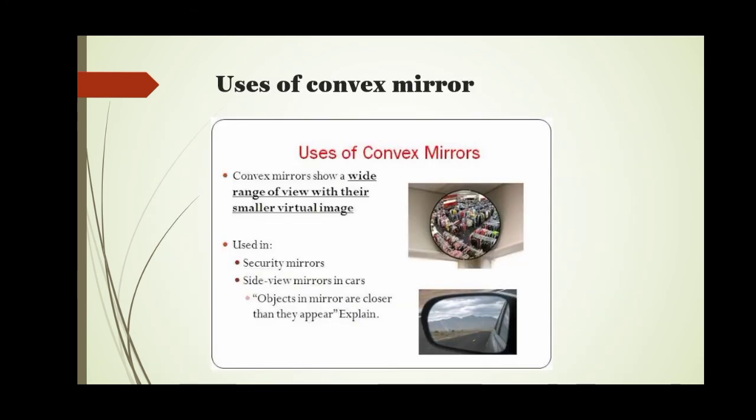Uses of convex mirrors. Convex mirrors are used as side view mirrors in vehicles. This is because convex mirrors can form images of objects spread over a large area. So these help the drivers to see the traffic behind them. Also, it is used as shop security mirrors.